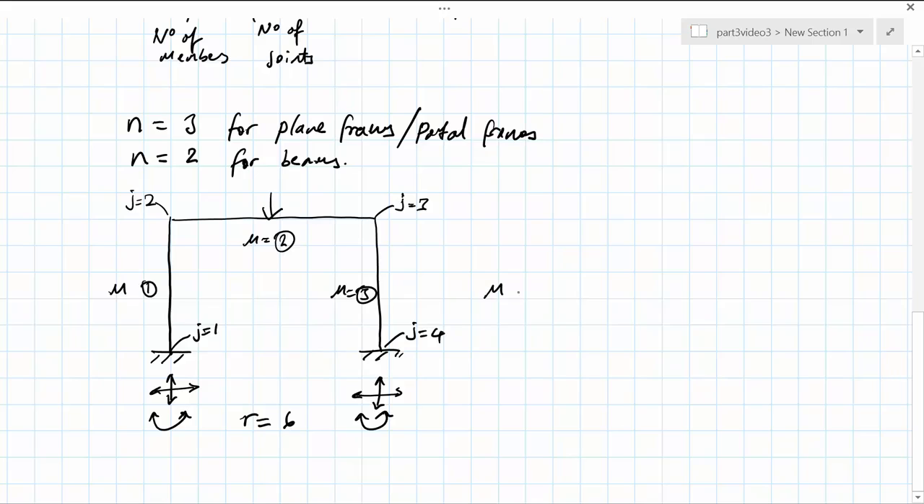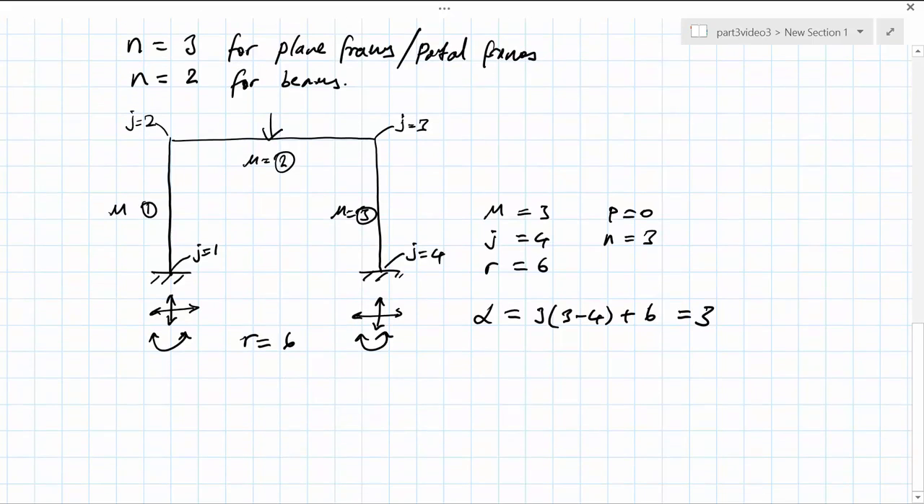To summarize, m is equal to 3, j is equal to 4, r is equal to 6. There are no pins in this structure, so p is equal to 0. And because this is a plane frame, n is equal to 3. Therefore, alpha is equal to 3 times 3 minus 4 plus 6, which is equal to 3. For a complete collapse mechanism then, we must have alpha plus 1 equal to 4 hinges.